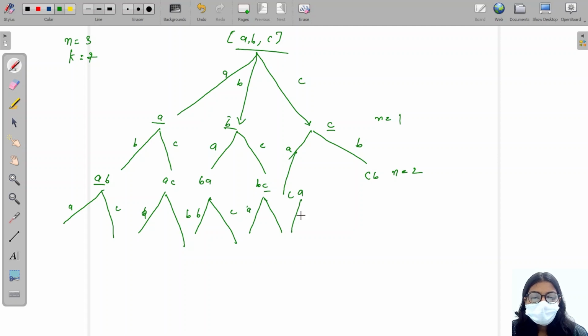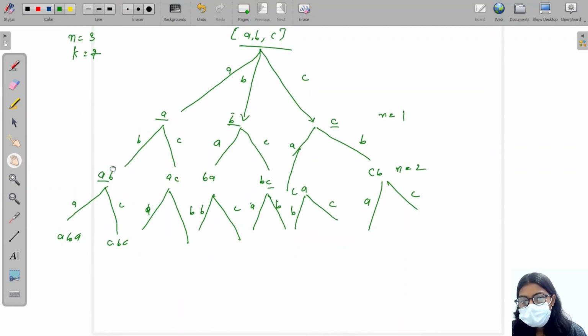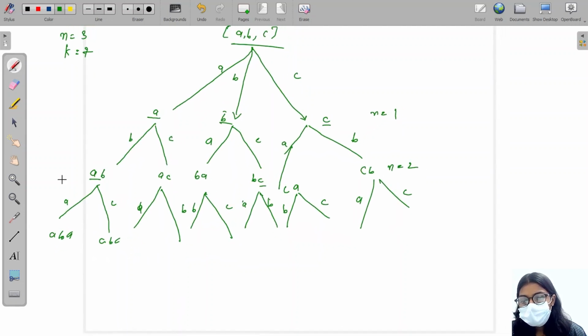For CA, I have two choices, B and C, right? For CB, I have two choices only, A and C, right? Here the answer would be ABA, ABC, ACA, ACB, right?